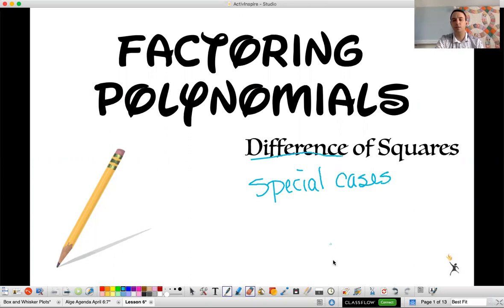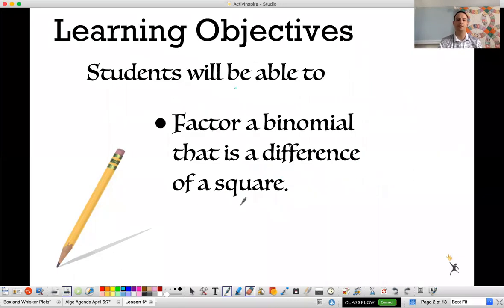We talked about these earlier this week, to see which ones we had. So this special case is really when we have something like x squared plus 4 as my entire binomial. Our goal is that we're going to be able to factor this binomial that's the difference of a square.